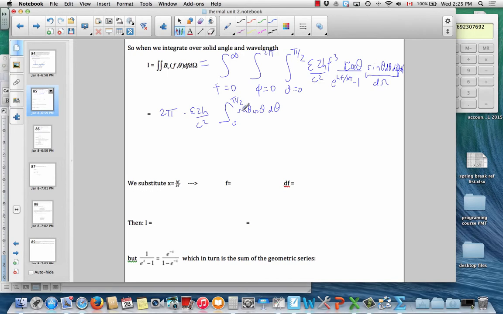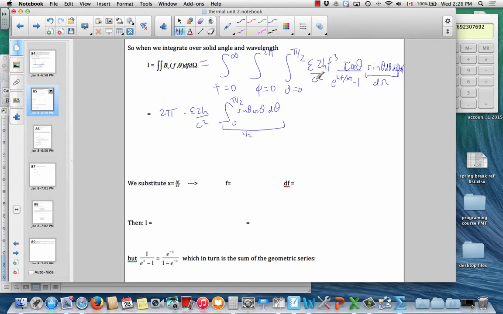But of course, that's like a u du. So it just ends up being sine theta squared over 2. And sine theta squared over 2 at pi over 2 is a half. And then it's 0, so this integral here just boils down to a half, because it's sine squared theta over 2.